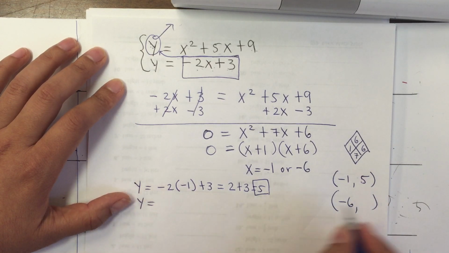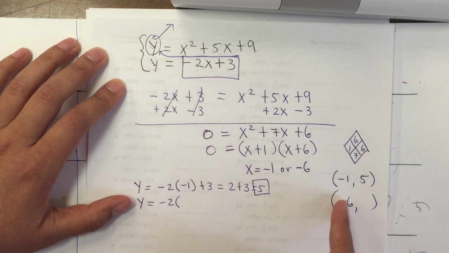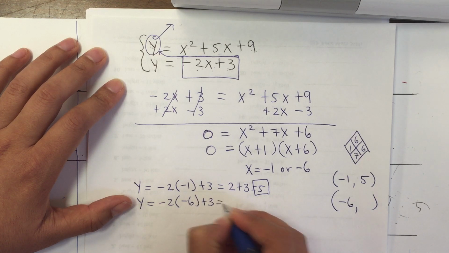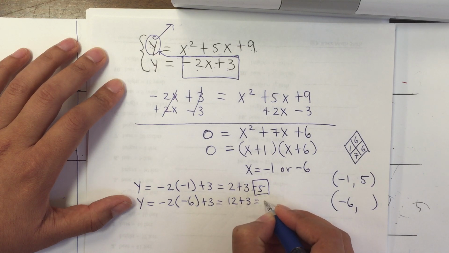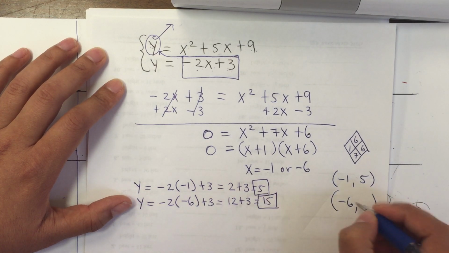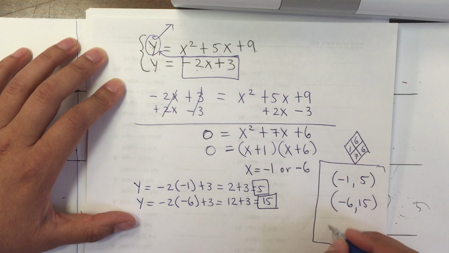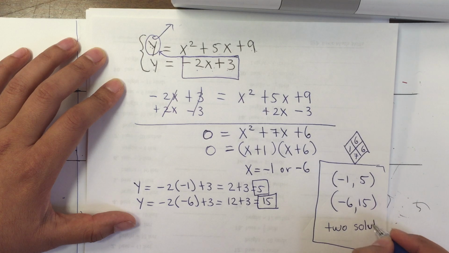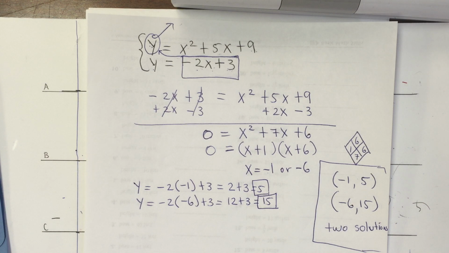And then I'm going to do now for the second one. So it's -2 from the equation times x, which is -6, plus 3. And so that's 12 plus 3 equals 15. Okay, so these are the two points, my two solutions where my parabola and my linear equation meet. Okay, two solutions, -1, 5 and -6, 15. So let me show you this.